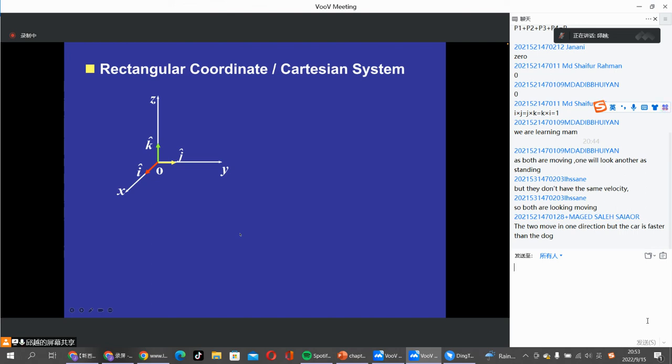The most ordinary coordinate system we used is a rectangular coordinate system, or we can also call it Cartesian system, because Cartesian is a scientist's name that proposed this coordinate system.